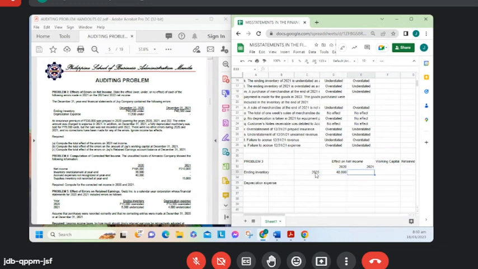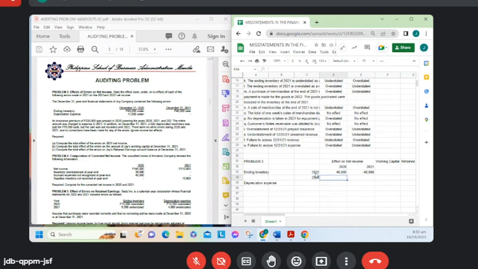Okay, come 2021, this understated inventory, the ending inventory, will affect the beginning inventory. So that means the beginning inventory is also understated. If the beginning inventory is understated, it will result to understated cost of sales. That understated cost of sales will result to overstated net income. So, bawas. Okay?